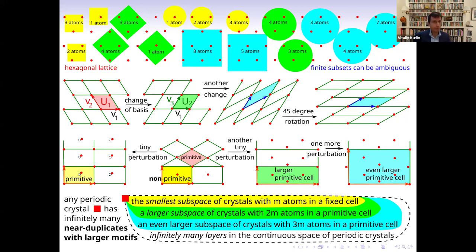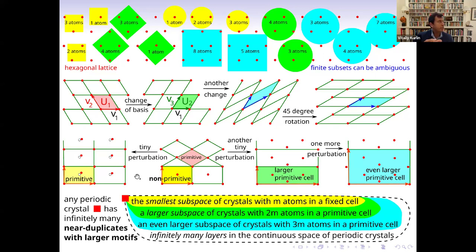If you don't forget about periodicity, if you remember about our unit cell and the basis, then there is ambiguity of choosing a basis and rotations that can change a unit cell. But much more importantly, there is the discontinuity problem.